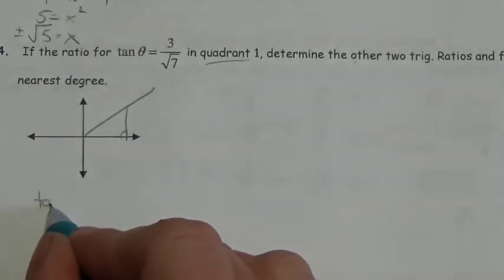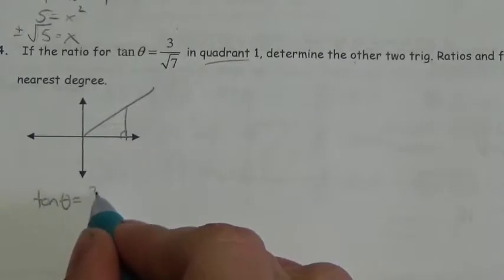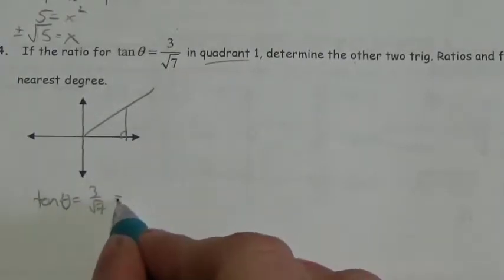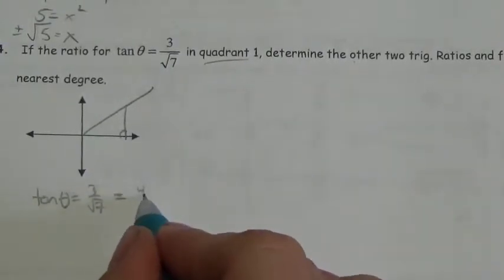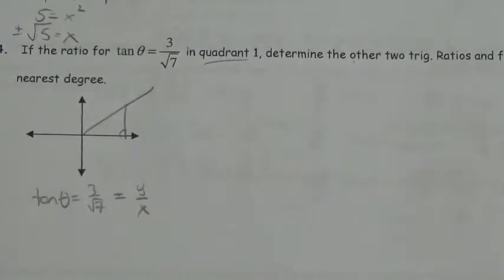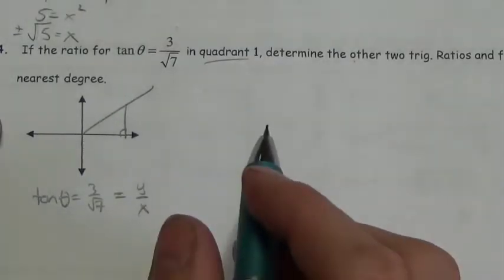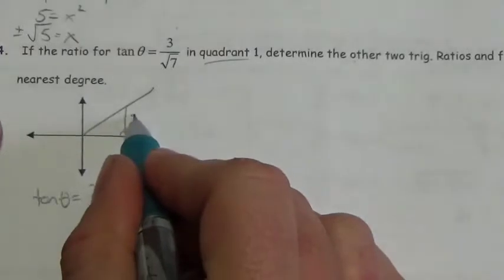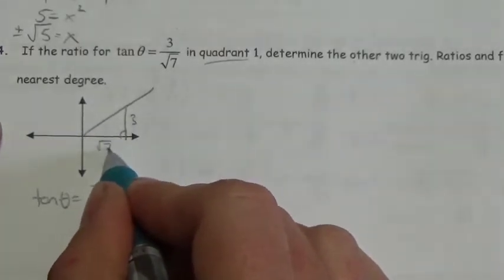But remember, this time I told you that tangent was 3 over root 7. And by definition, our new definition here, this is our y and this is our x. So I've actually given you those two coordinates right there. So y is going to be 3, x is going to be root 7.